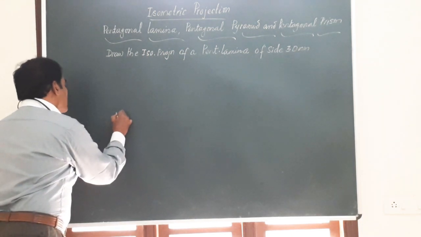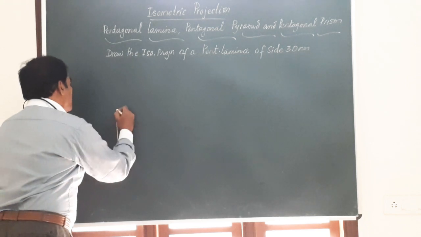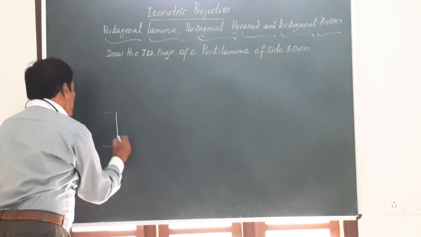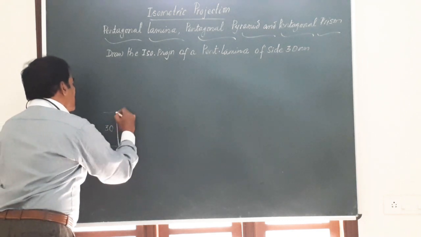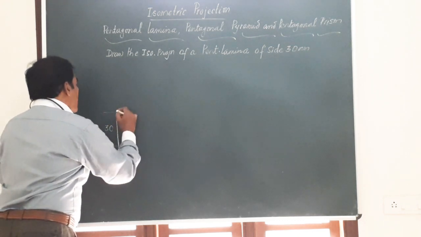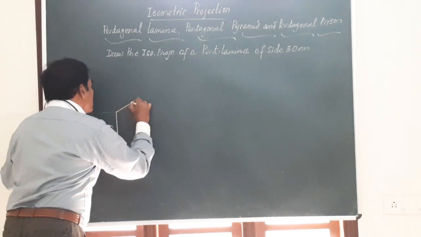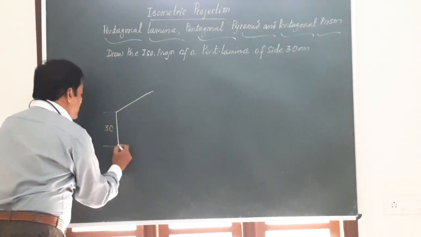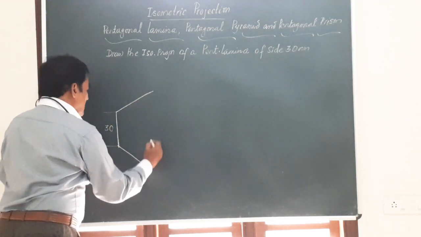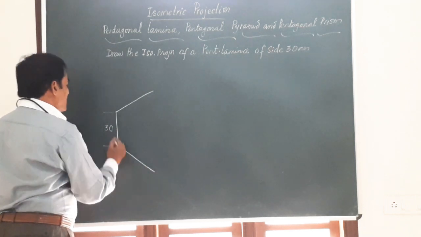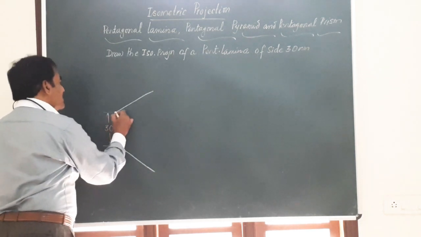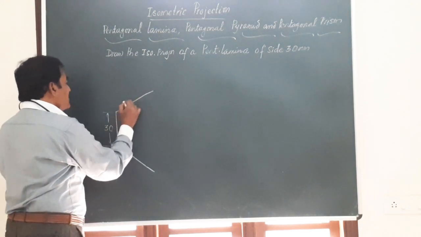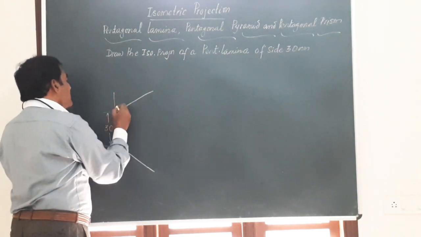So I am going to construct here a pentagon of side 30 mm. This is 30 mm. You know the construction of this? From here you should take 108 degrees here. This is 72. And here these are the two sides. Each side is measuring 30 mm. So this is 90 plus 108 degrees. This is 72 you can take here.